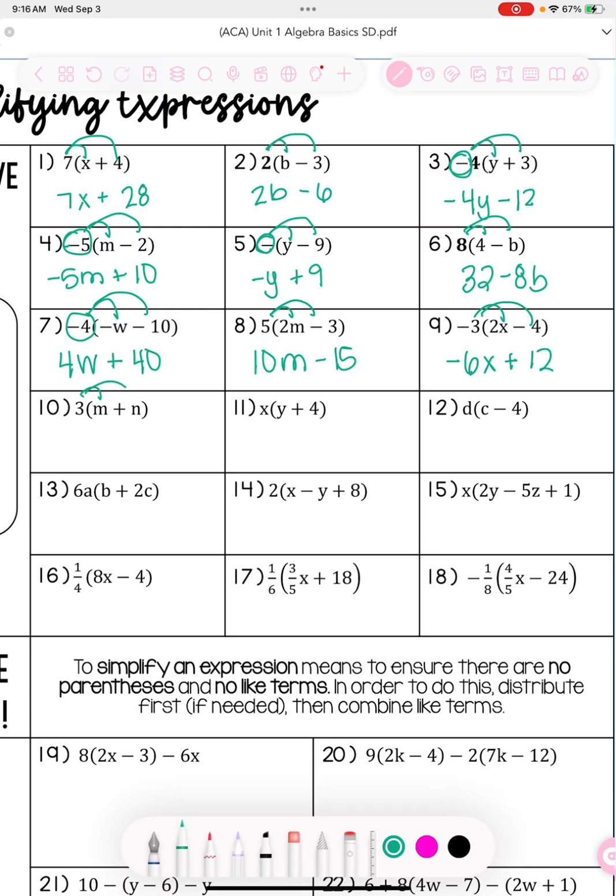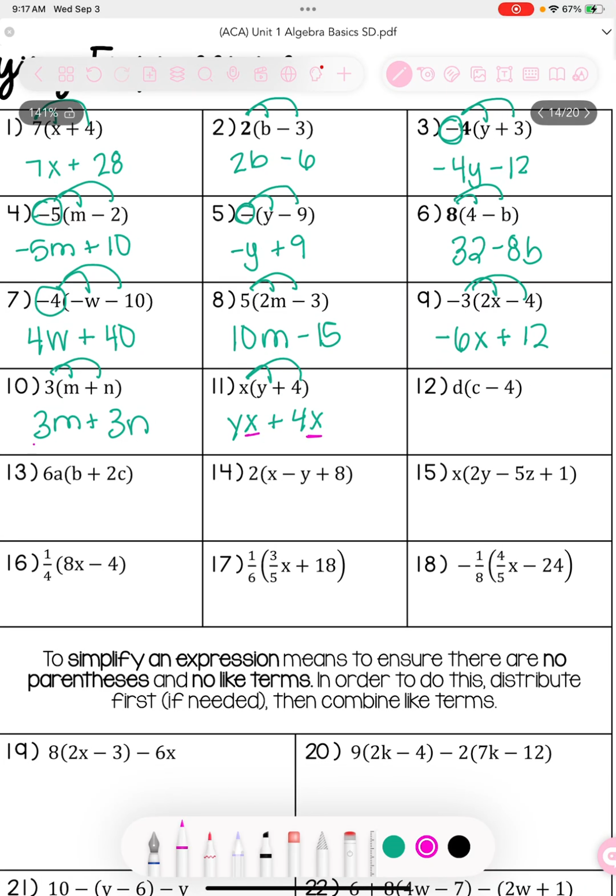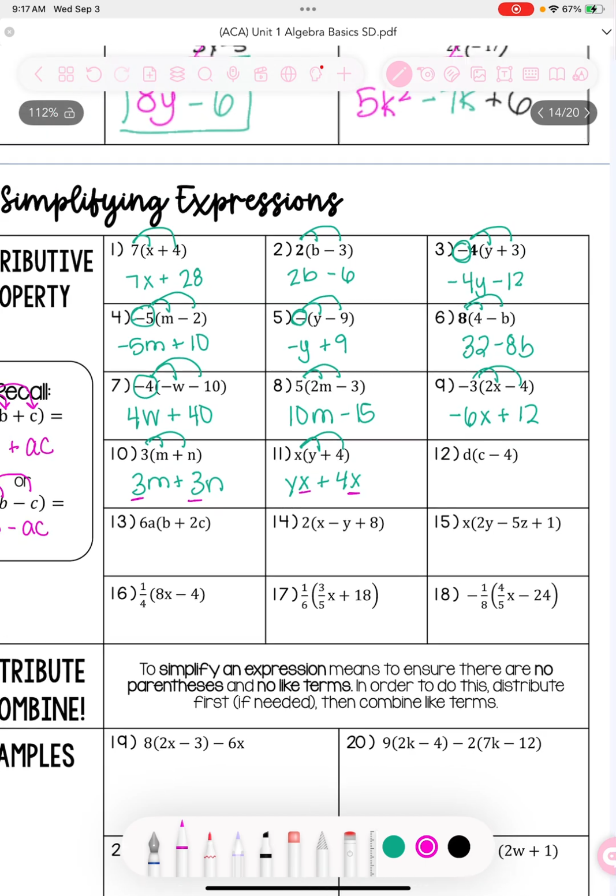Over here, 3m plus 3n. Now we're tossing in a variable with this. So when we put that in, we're going to get yx plus 4x. So see how that common x goes with both of them? We could undistribute and take it back out with all of these too. Like on number 10, we could take the 3 out of both of those.